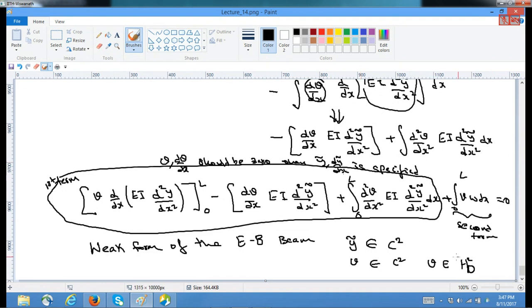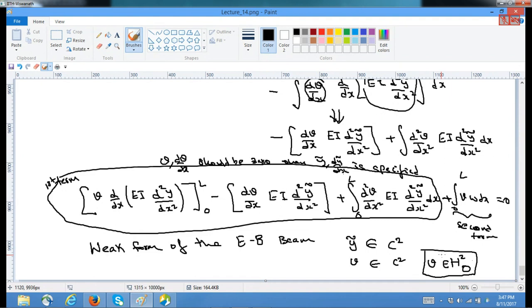So this 0 requirement means your weight is not just a normal function. It has to be C2, it has to be integrable, that is H2, and it should go to 0 wherever its corresponding y and dy by dx has been specified. Let me rewrite it here. So there is a special requirement that this should belong to H2 0. This is the special best friend definition. You cannot choose any function as your weight, but there are special requirements to choose the weight.